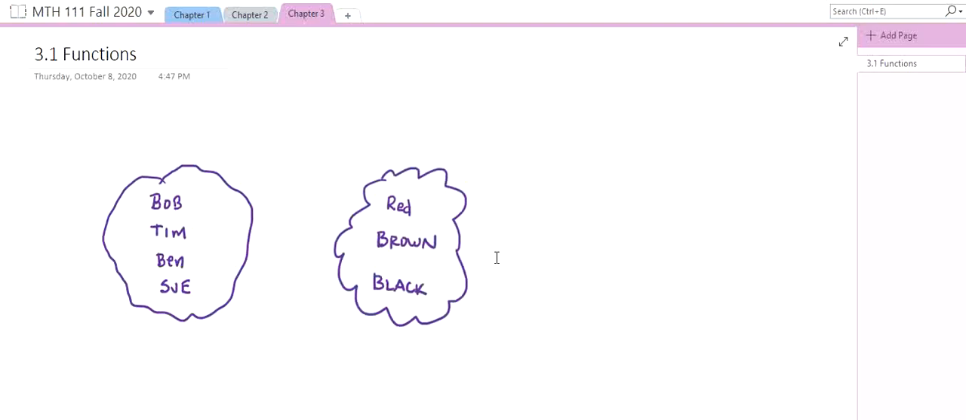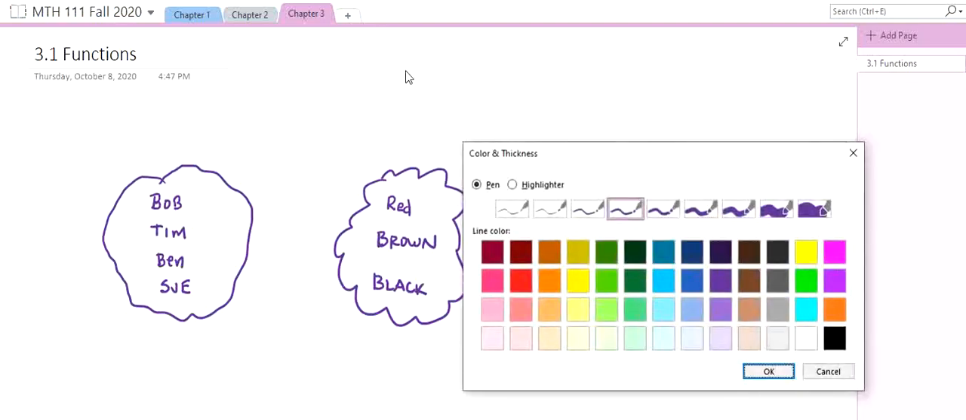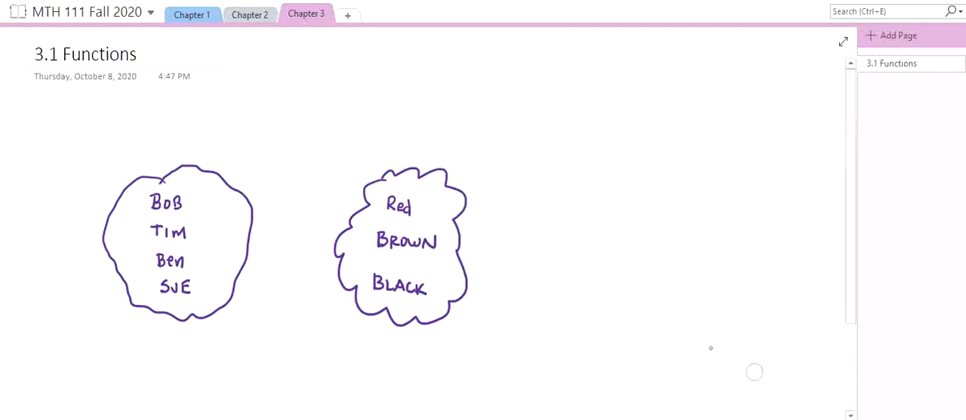So we might have, let's get some colors going here. Bob, say, is wearing red shoes. Tim is wearing black. Ben is wearing brown. And Sue is also wearing black.